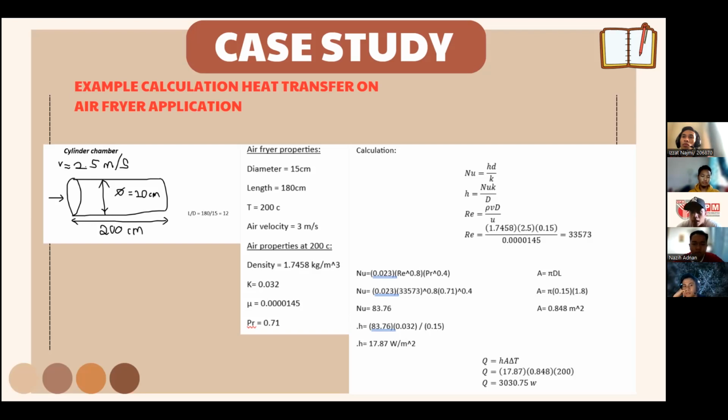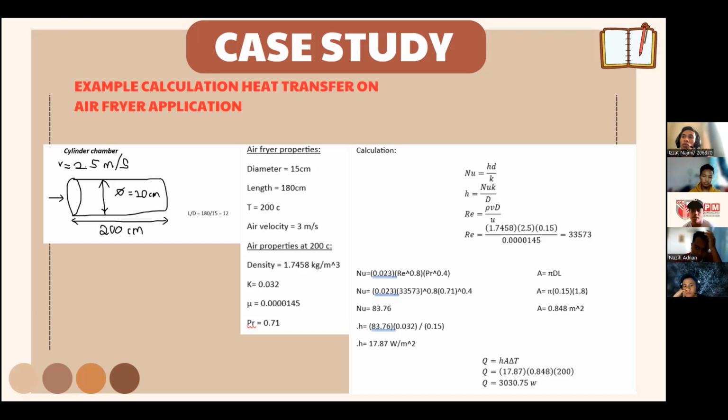From that, we use some formulas given in heat transfer, where we find the Reynolds number, Nusselt number, and others. So we can produce some equations.